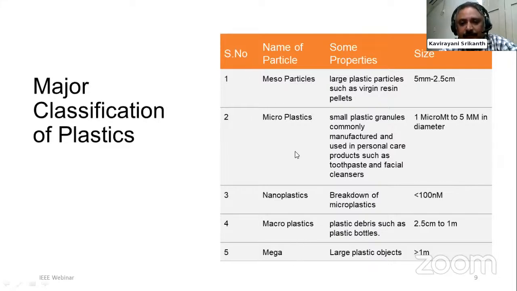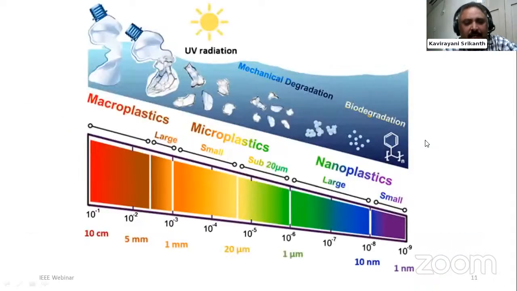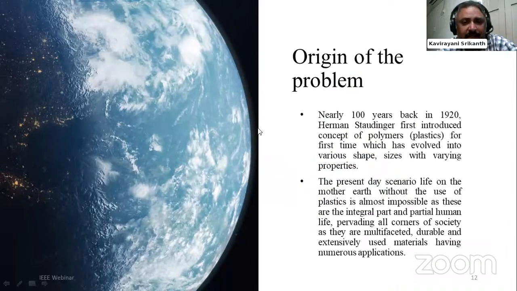So the impact of micro and nano plastics is what is of interest for us today, and this typically would appear like this. The degradation and biodegradation, or mechanical degradation by processes and/or by UV radiation, is something of immense importance. Now, where did this problem start?